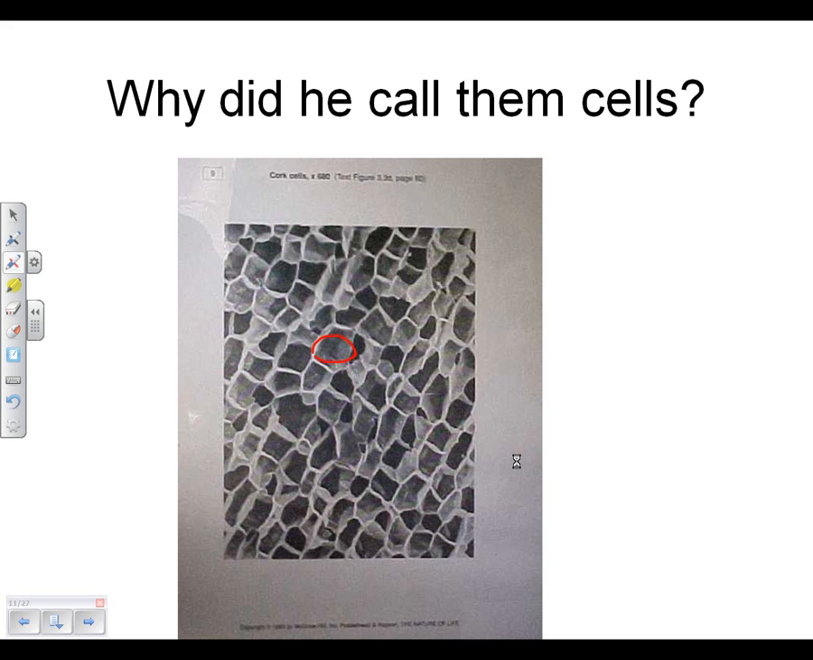So you can see how that one naming event, more than 300 years ago, we've carried all the way down through to this time, and we still call all those parts in our body cells.